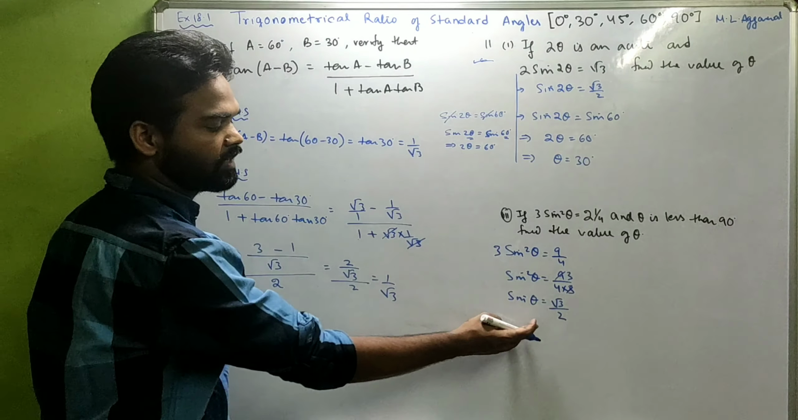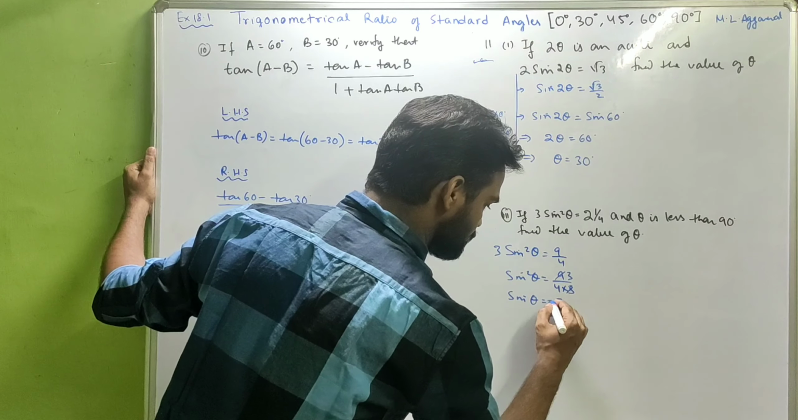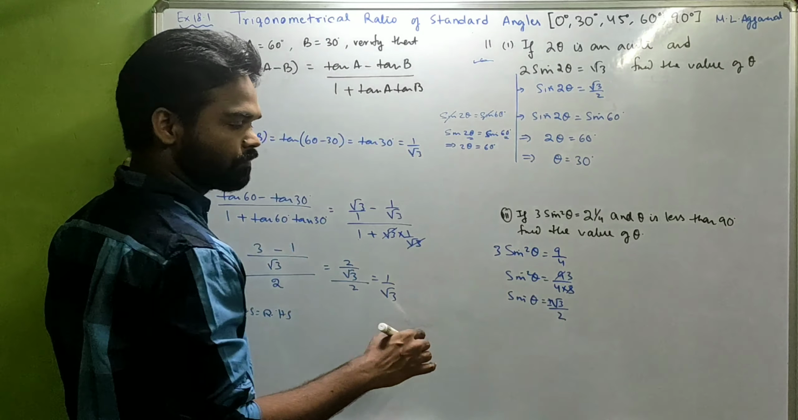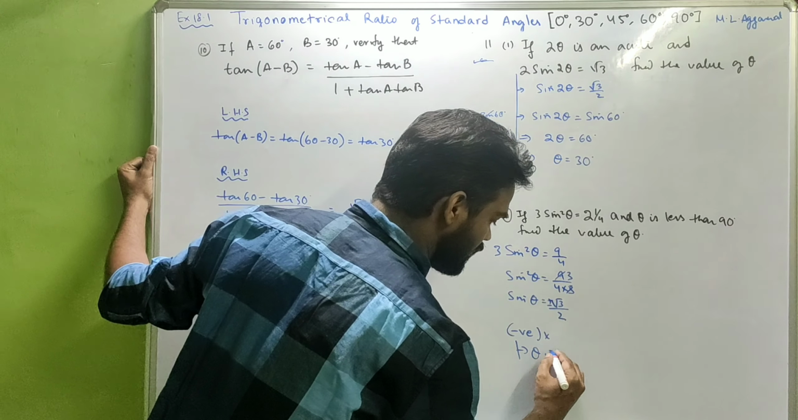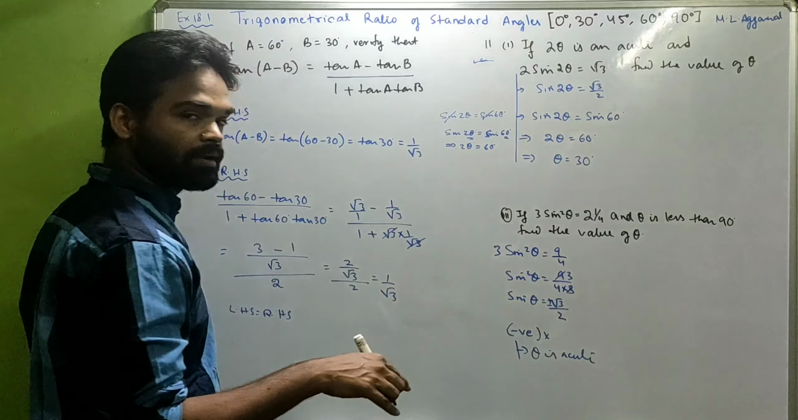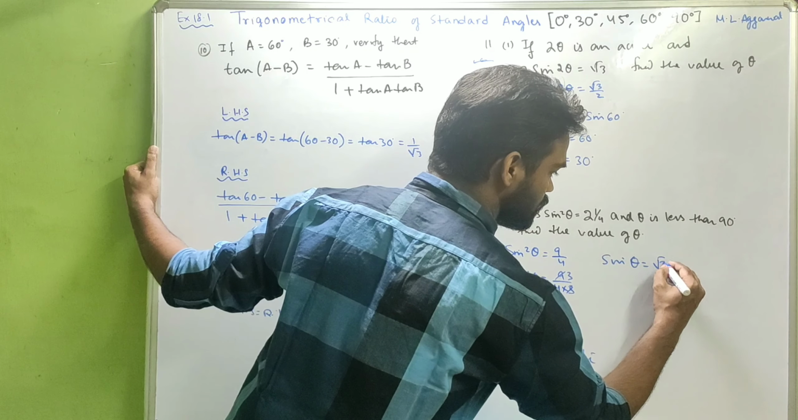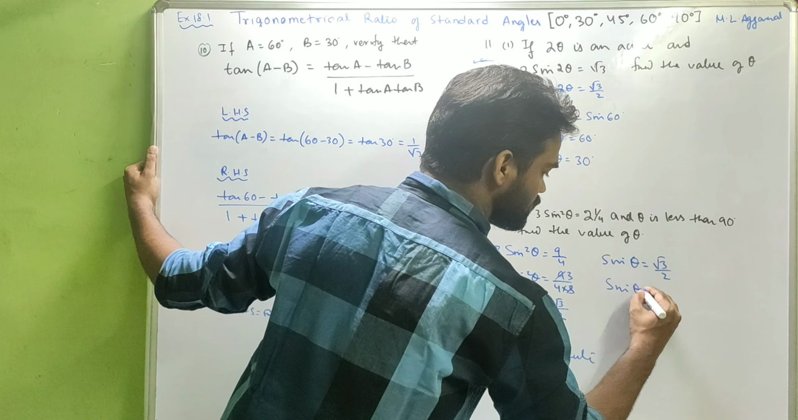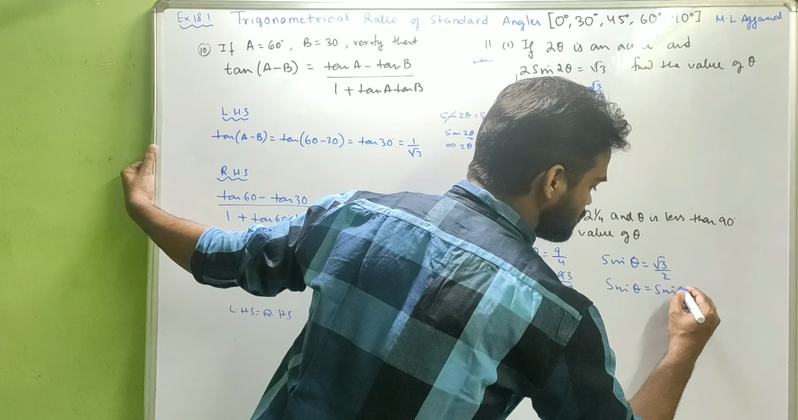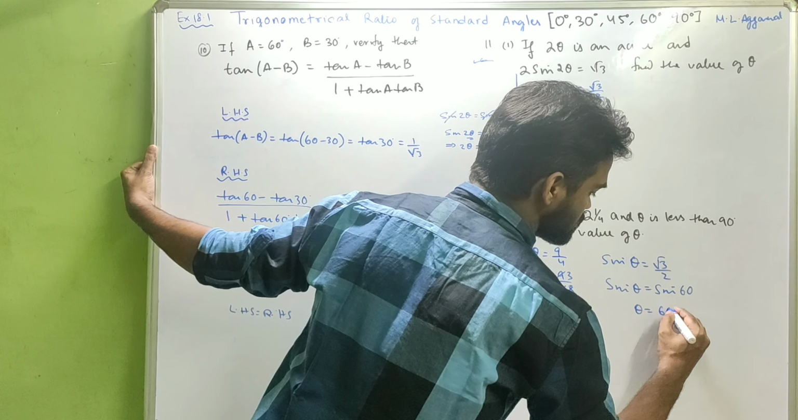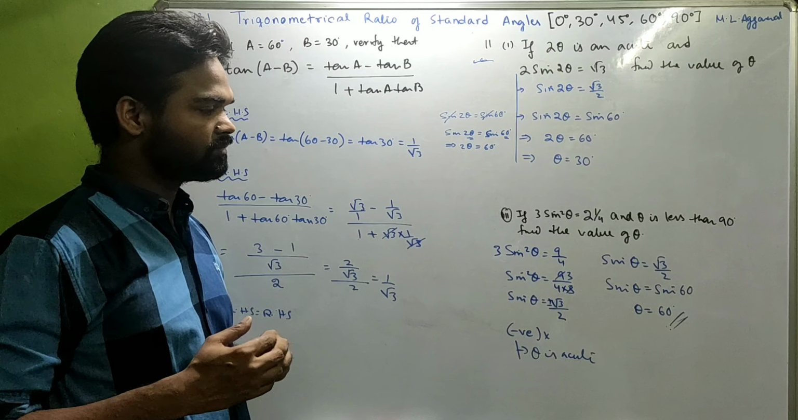I have not taken the negative value because, although we'll get plus minus, we will not take negative. Why? Because theta is acute, and for an acute angle sine is positive, which means I'll take sine theta equals root 3 by 2. Now, when is the value of sine root 3 by 2? At sine 60, which means theta is 60 degree. Done. Okay, now let us look at the next sum.